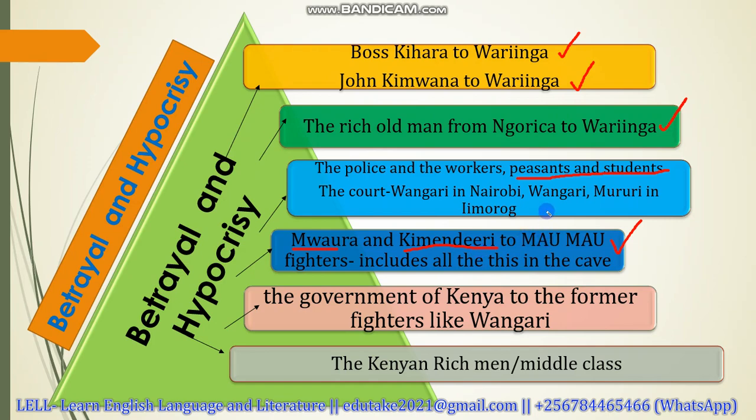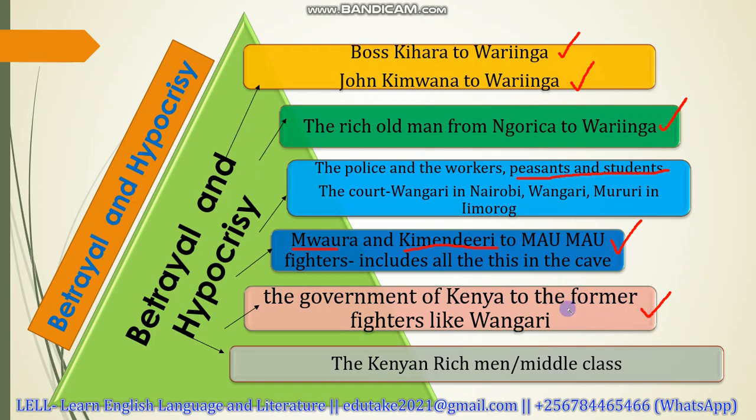And no wonder even Wangari later on and Muturi cannot get out of jail. Then the government of Kenya has also betrayed the former fighters like Wangari. These are the people who fought for the liberation of Kenya, but they're the ones who are languishing in poverty, joblessness, backwardness, and the people who are suffering with fabricated crimes in the courts of law. So the government of Kenya hasn't done enough.